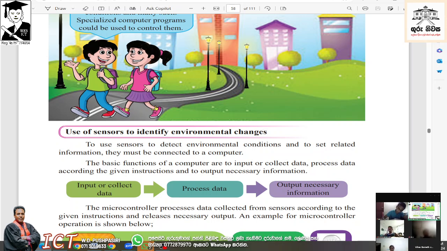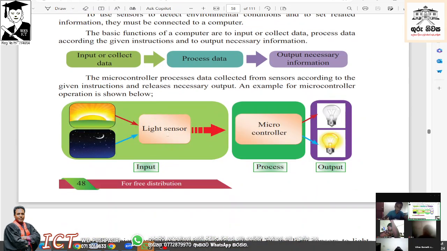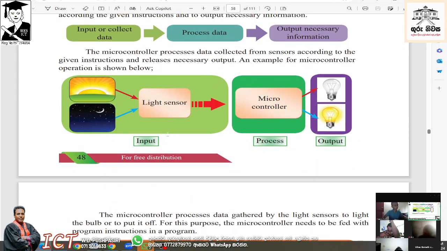So the following diagram illustrates how the sensors are detecting and working.